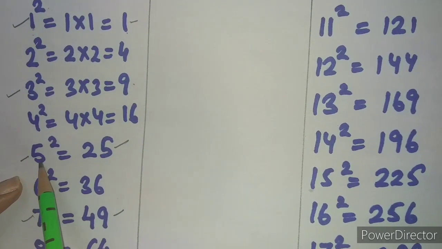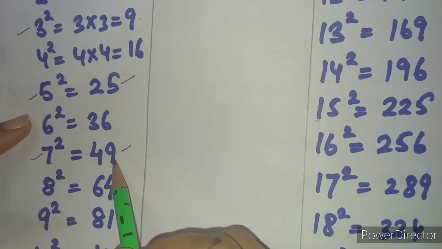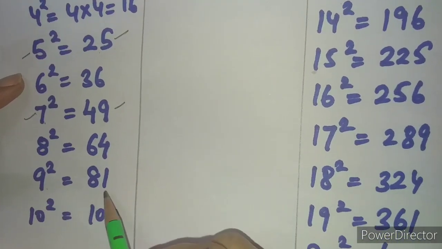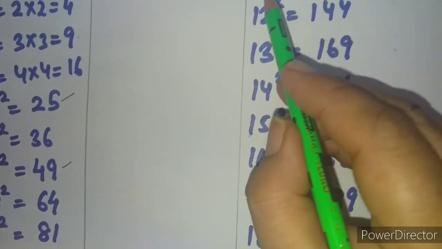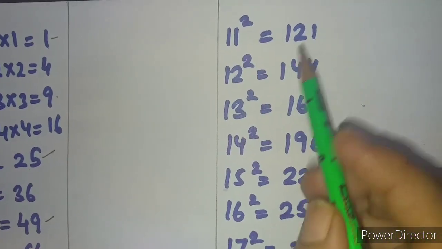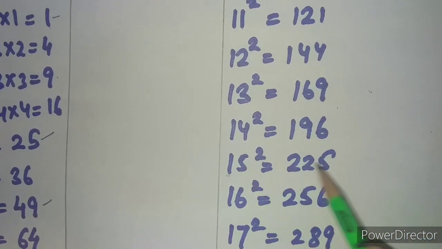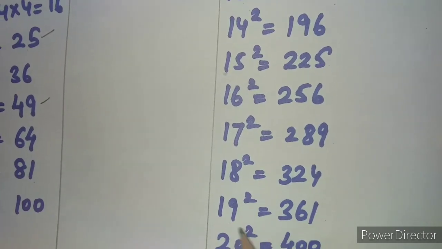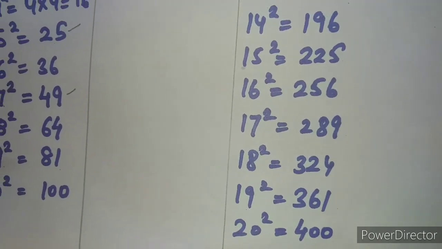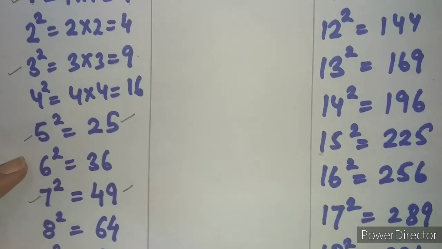Just check, 5 is an odd number and 25 is also an odd number, 7 is an odd number, 49 is an odd number, 9 is an odd number, 81 is also an odd number. Okay, so 11 is odd number, 121 is odd. So like this, just see 13, 169, 15, 225, 17, 289, 19, 361. This trend follows, and what is the property? That square of an odd number is an odd number only, right?